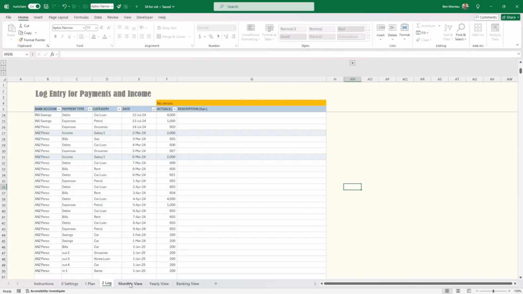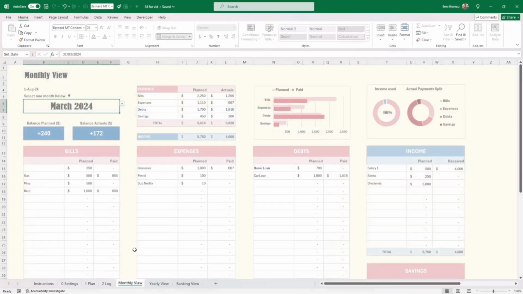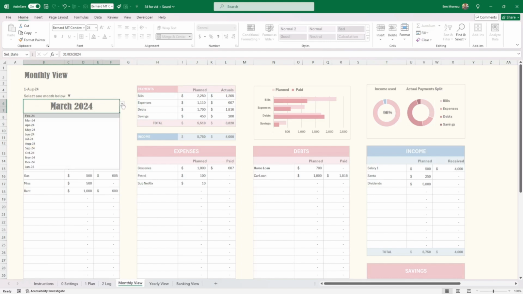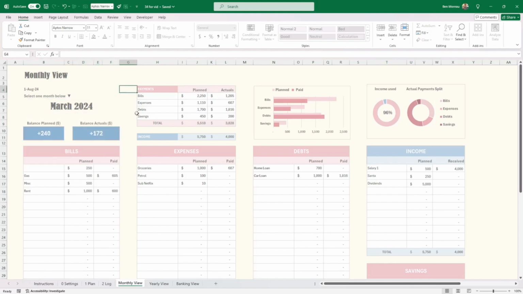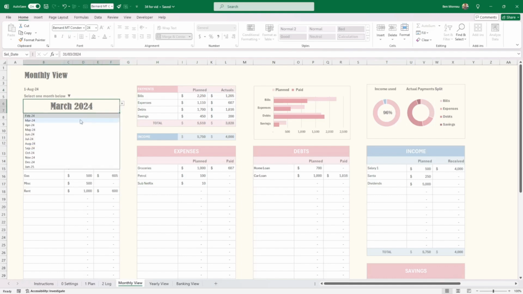Now let's see the outcome of all this. So I'm going under my monthly view. So how does that work, the monthly view? First of all, how do you select a month? So here there is a bit of a help here, tells you, select one month below, because the challenge with Excel is you have no idea where to click. So here I'm giving you a hint. Go here, and then here you select your month, March. Oh, I just selected it again, sorry.